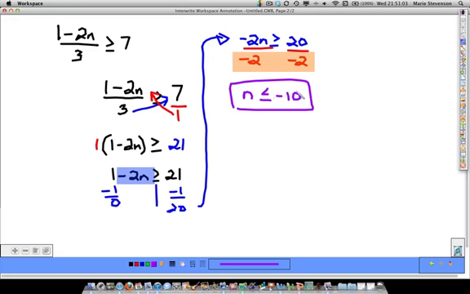Just because my answer is negative, that's not why I flipped my inequality. I flipped my inequality because I divided by a negative number. And then of course we have our graph. So it's less than or equal to, so it's a closed circle on negative 10 and it goes to the left. Okay? Alright, so if you get something that looks like a fraction, just cross multiply to get rid of the fractions and solve.